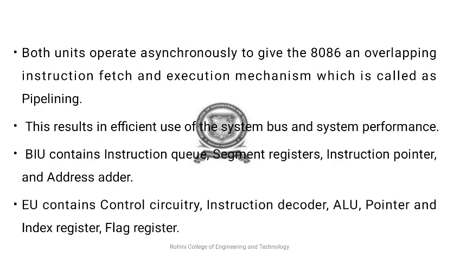Both units operate asynchronously to give the 8086 an overlapping instruction fetch and execution mechanism which is called pipelining. This results in efficient use of the system bus and improved system performance. BIU contains instruction queue, segment registers, instruction pointer and address adder. EU contains control circuitry, instruction decoder, ALU, pointer and index registers, flag register.